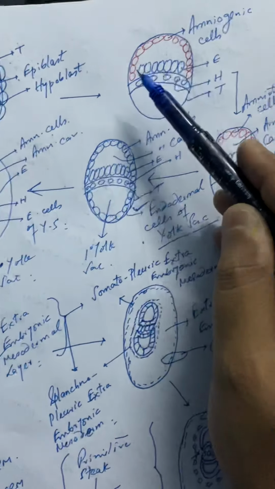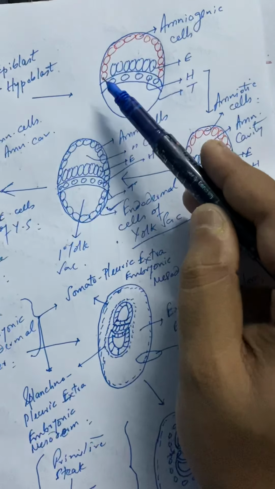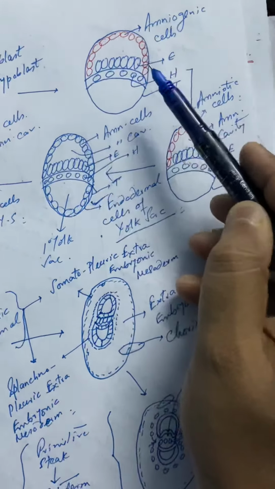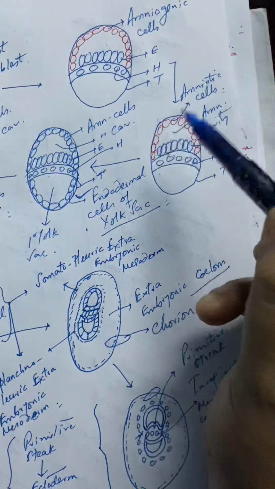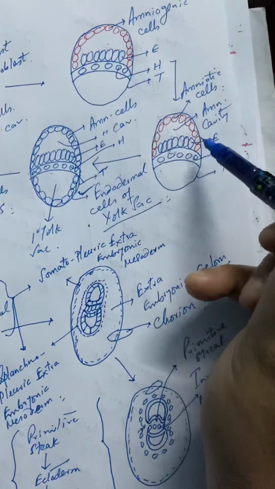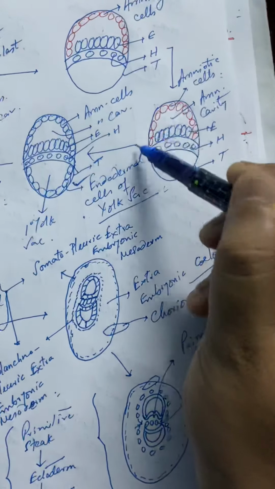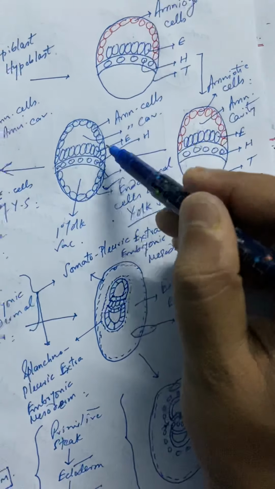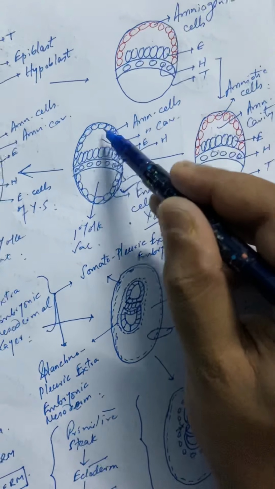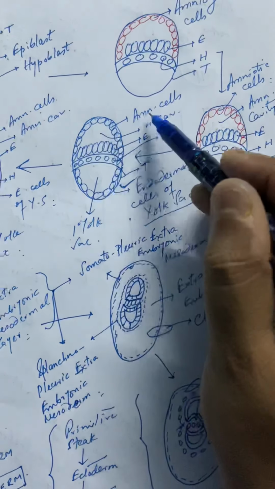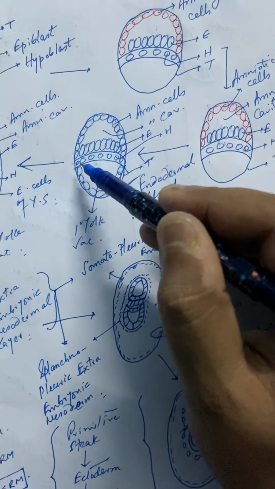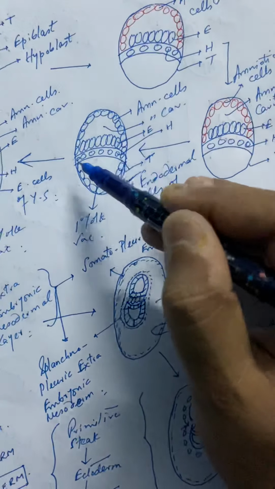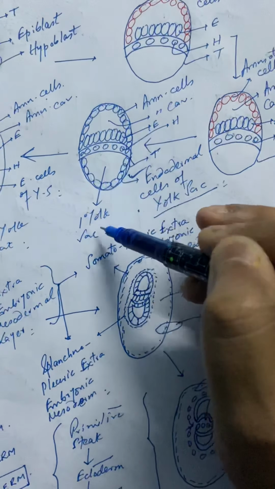Thereafter what happens, a fresh layer of cells is formed which is very close to the trophoblast layer, which is called the amniogenic cells. Now after that the amniogenic cells mature to form the amniotic cells, the epiblast, hypoblast and the trophoblast are intact. Followed by the amniotic cells, there is yet another cavity that is formed which is called the amniotic cavity, and another layer of cells at the lower part which is called the endodermal cells of the yolk sac, and this is the primary yolk sac.